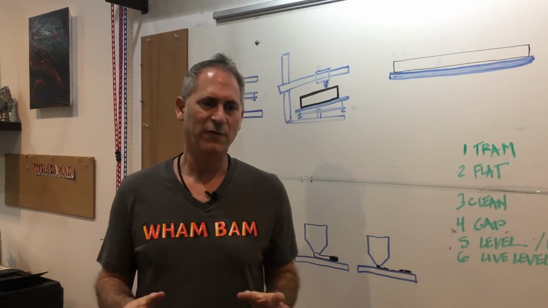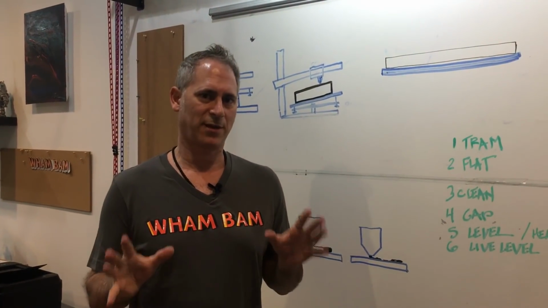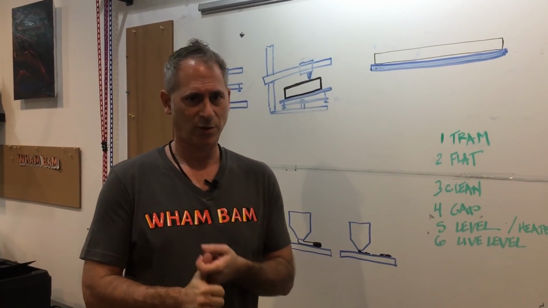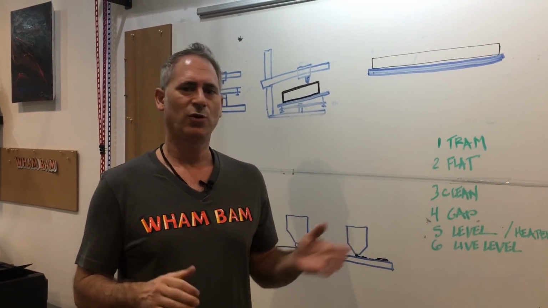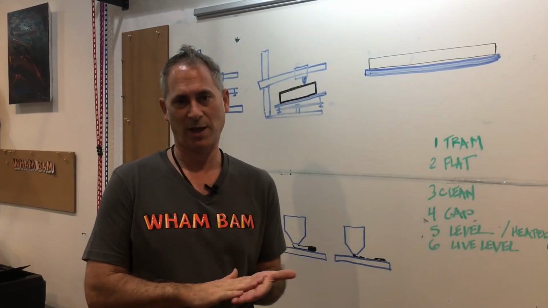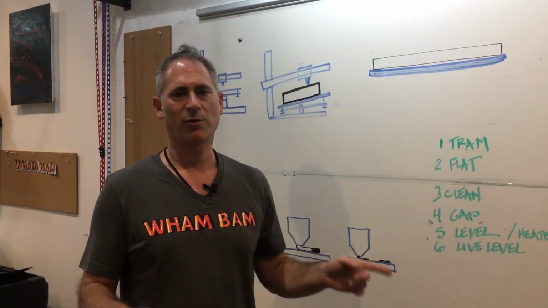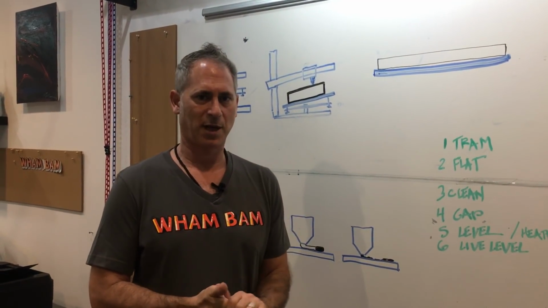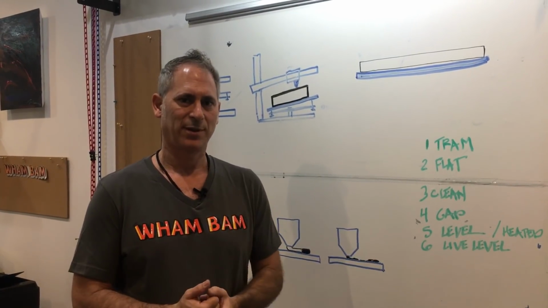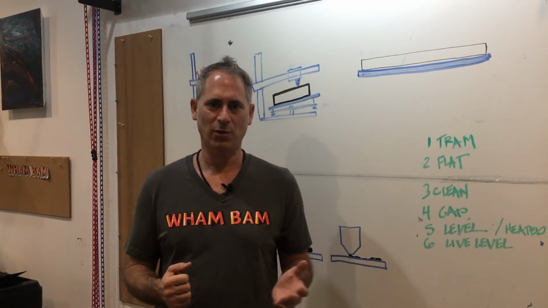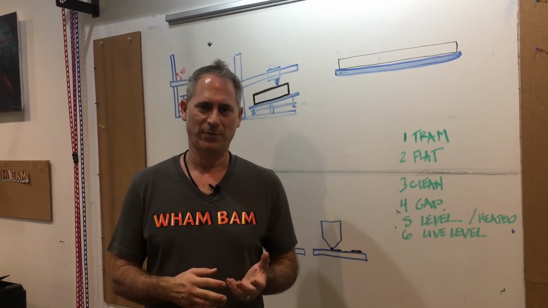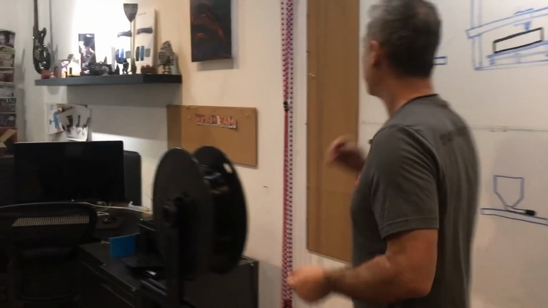In order to get a great first layer, there's six basic things we really have to take care of. Number one, we've got to worry about tramming our machine. I'll talk about each one of these in a second. Number two, we have to worry that our bed surface is as flat as possible. We have to take care of it to make sure it is. Number three, we want to make sure that our surface is as clean as possible. I'll show you how to do that as well. We have to be able to set our gap. We have to be able to level our machine while it's heated to its ideal printing temperature. And lastly, we want to do a live level. So let me talk a little bit about each one of those.